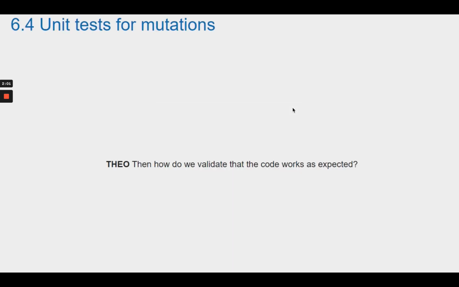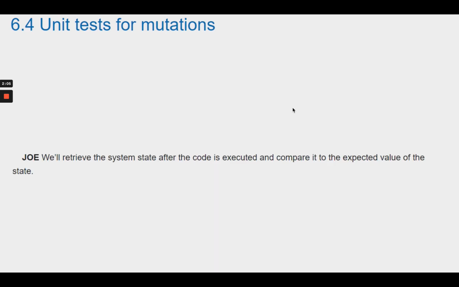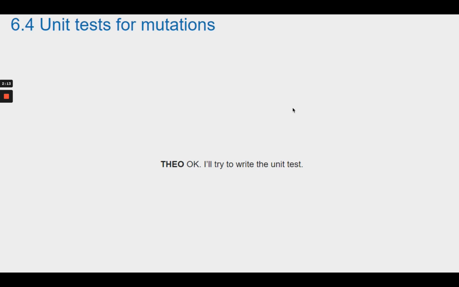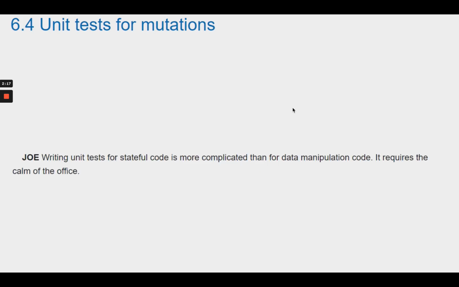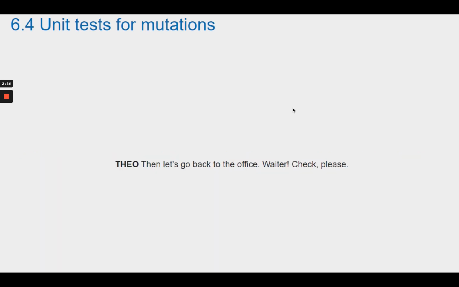Theo: Then how do we validate that the code works as expected? Joe: We'll retrieve the system state after the code is executed and compare it to the expected value of the state. Theo: Okay, I'll try to write the unit test. Joe: Writing unit tests for stateful code is more complicated than for data manipulation code. It requires the calm of the office. Theo: Then let's go back to the office.